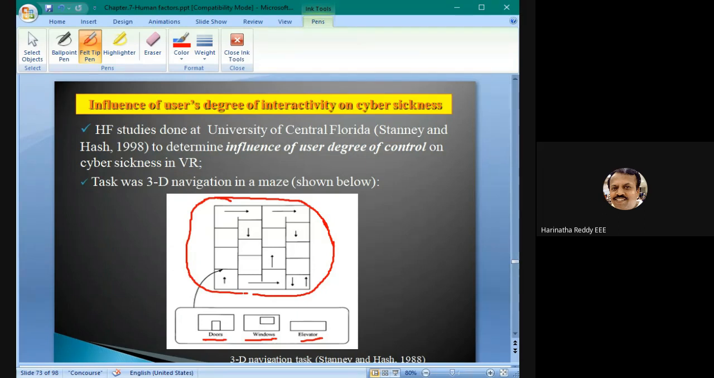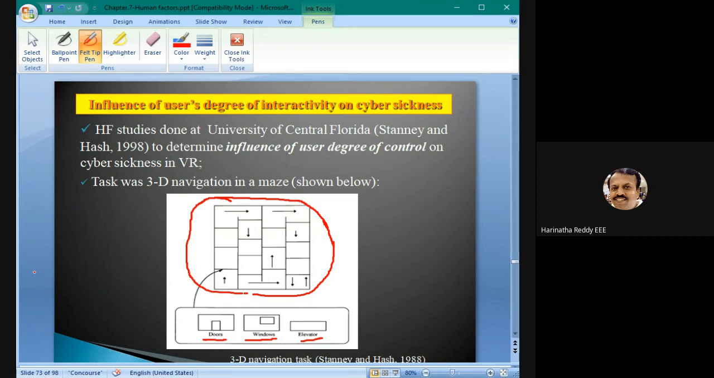And these 29 subjects are wearing active glasses. So I think in input, in HMD, output devices, we have seen active glasses. So these people have used active glasses and they navigated through the maze, which was displayed in stereo on a CRT.